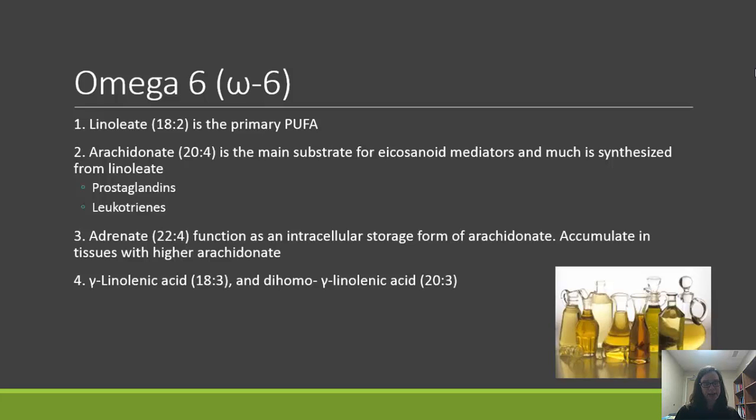Now we also have the fatty acid adrenate, number 3, and this is a storage form of arachidonate. And if we get too much arachidonate, then this adrenate can accumulate in our tissues. And then fourth, we have gamma-linolenic acid and dihomo-gamma-linolenic acid. And these are both intermediates in the pathway from linoleic acid to arachidonic acid. And we'll look at that more moving forward.